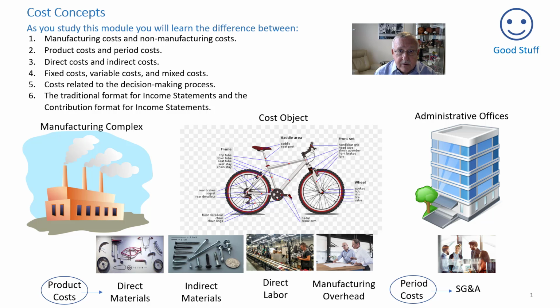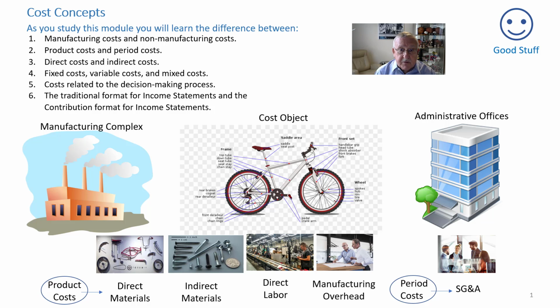Your goal is to learn the difference between: 1. Manufacturing and non-manufacturing costs. 2. Product costs and period costs. 3. Direct costs and indirect costs. 4. Fixed costs, variable costs, and mixed costs. 5. Various costs related to decision making. And 6. The traditional format for income statements and the contribution format for income statements. Sounds like a lot, but a lot of good stuff is here.